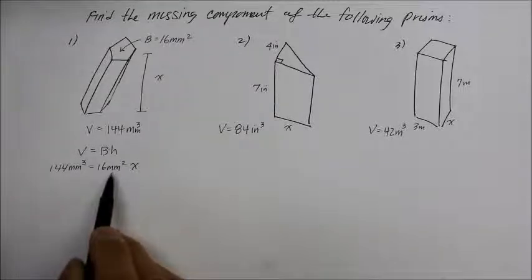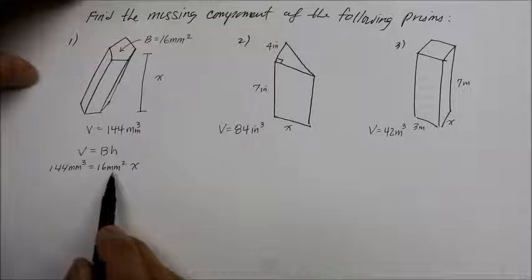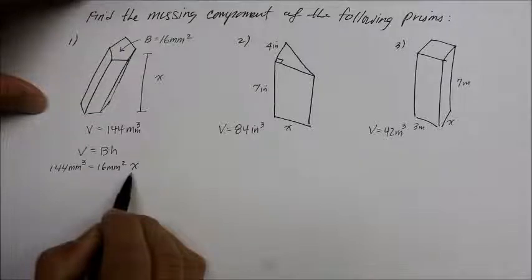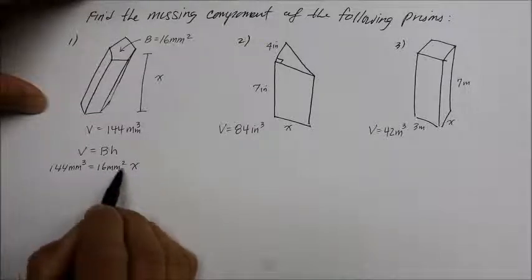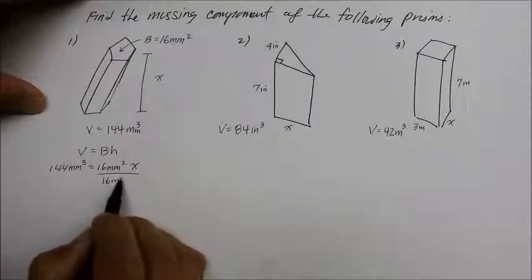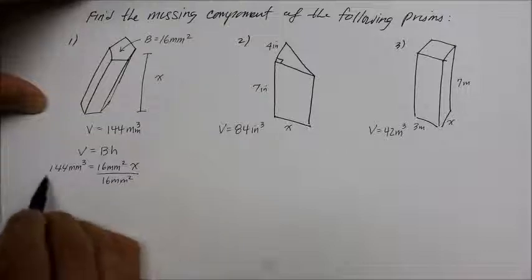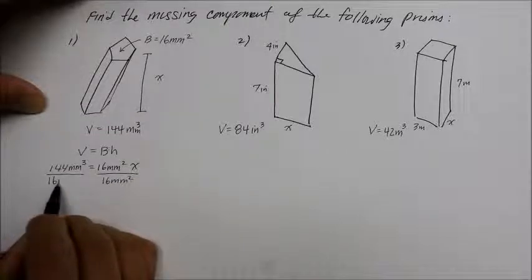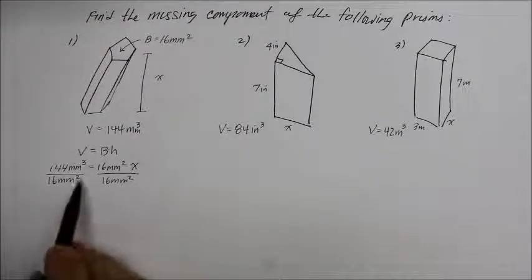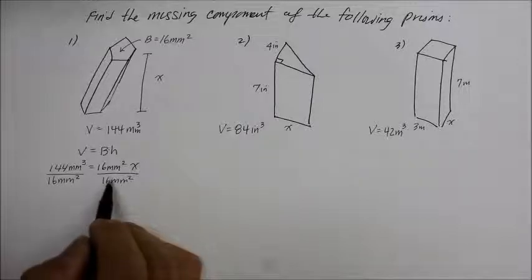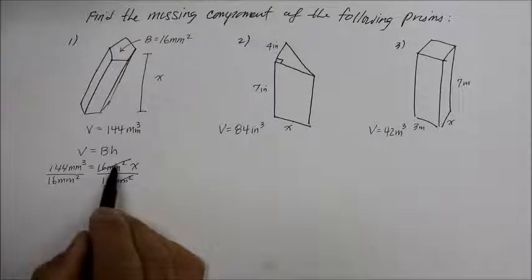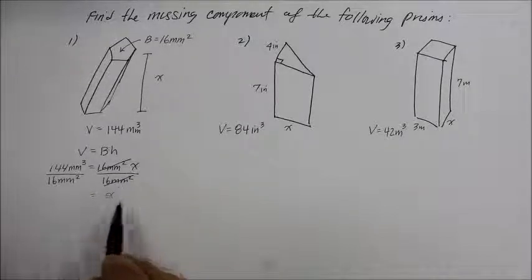On number 1, it's quite easy. We're going to use the algebraic property called the division property of equality. What that means is, to solve for x, we're going to get rid of the coefficient 16 millimeters squared. To do that, we're going to divide by that coefficient on the right and on the left, because that's what an equation means. Whatever you do to one side of the equation, you must do to the other, so that they are equal at all times. So on the right side, the 16 millimeters squared simplify to a 1, so it becomes 1x, or simply x.